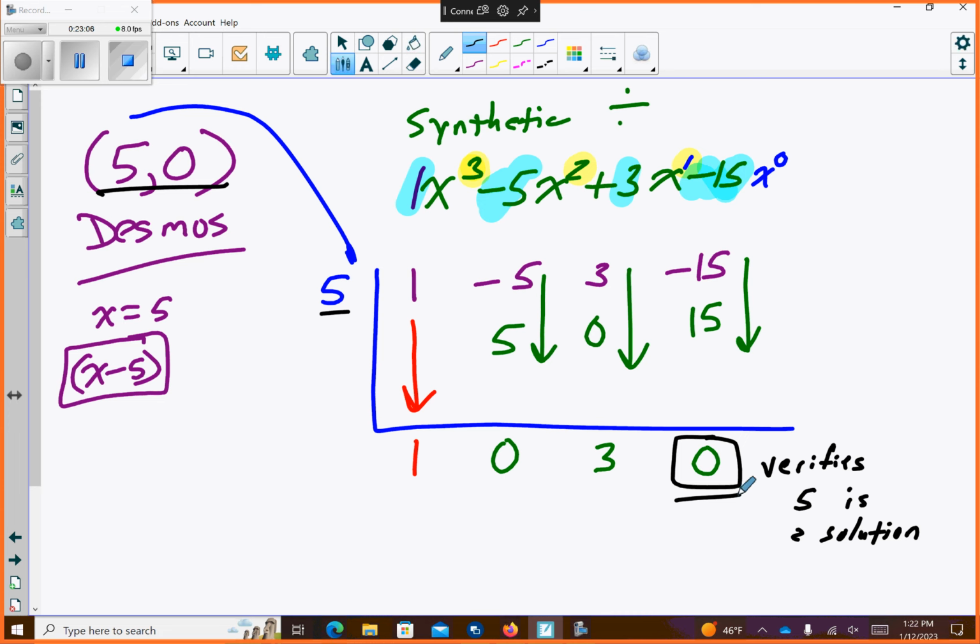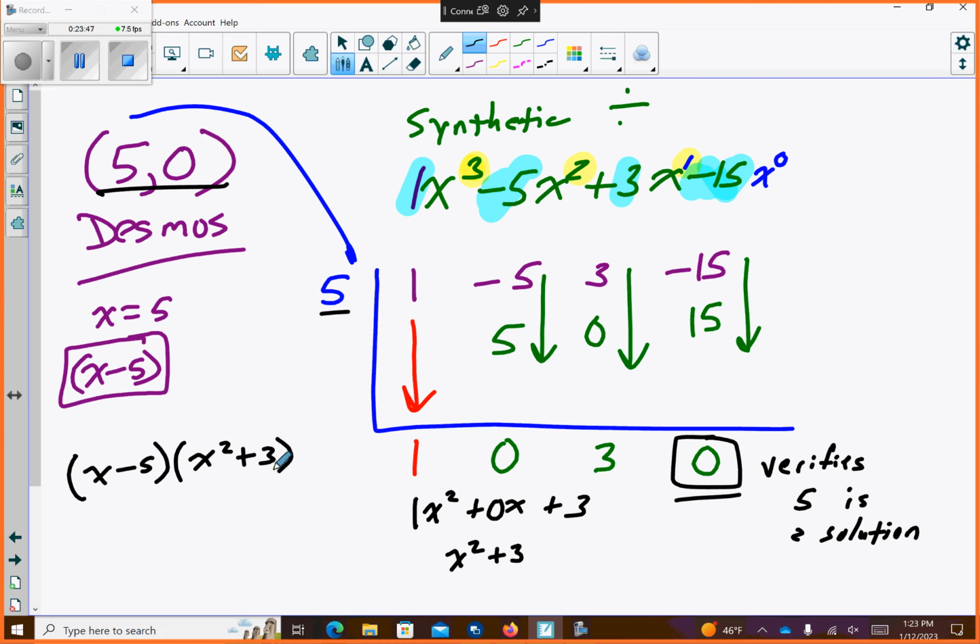Ready? What was my original highest exponent on this problem? 3. When you divide, it means you break something down. Agreed? So that means I'm going to take this 1 and I go 1x squared plus 0x plus 3. So we can clean that up a little bit. This becomes x squared plus 3. So this problem factored down is x minus 5 times x squared plus 3.